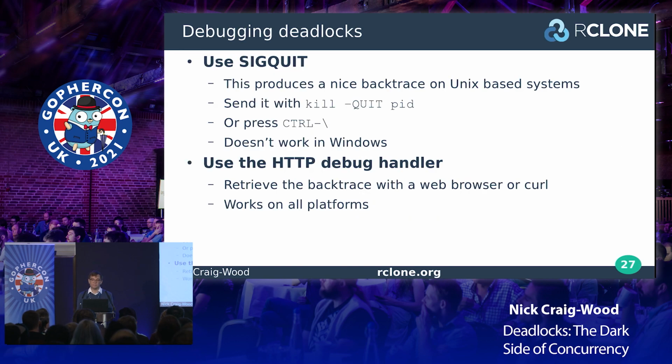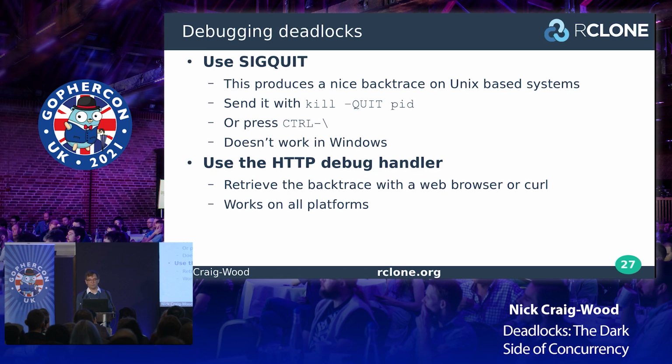So we run the program, and it's now sitting there doing a whole heap of nothing while deadlocked. So how can we find out what it's doing? If you're running a Unix-based platform, for example Linux or macOS, then you can send the process SIGQUIT, either using the kill command or pressing Control-\. This will produce a nice backtrace.